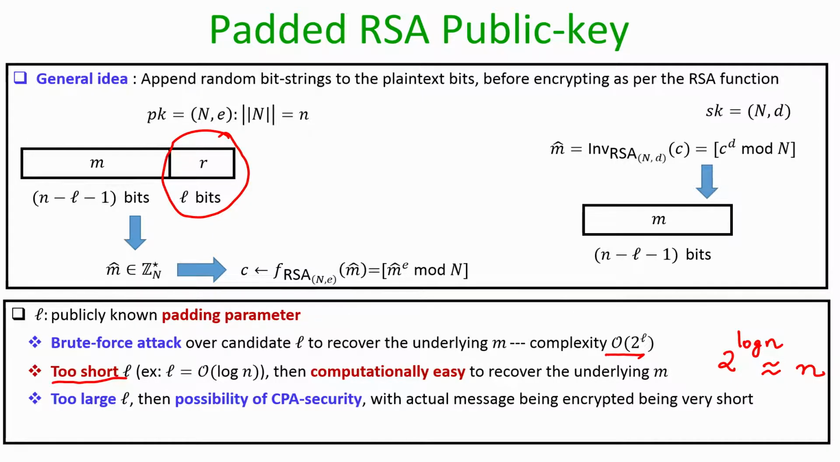On the other hand, if you reserve a huge amount of slot for the randomness, but little slot for the actual plain text which you want to encrypt, then you can hope for CPA security for the resultant instantiation of the padded RSA, but the disadvantage will be that the actual message which we are going to encrypt, namely the actual bit string of length n minus l minus 1, will be very short.